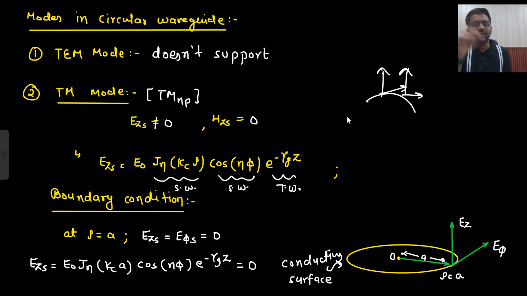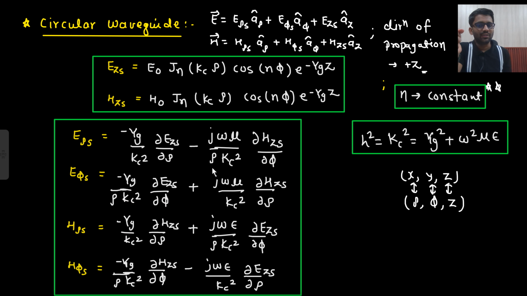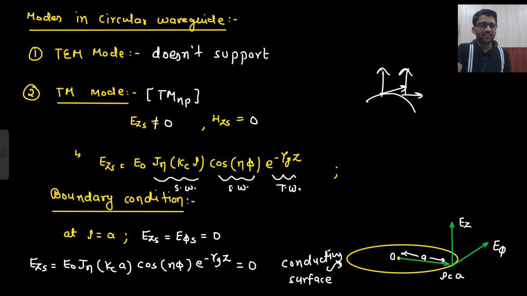Transverse electromagnetic mode doesn't exist because for the TEM mode, EZS and HZS will be 0, and if both of them are 0, then E rho, E phi, H rho and H phi all will be 0. So no propagation will be there. That was a slip of tongue. When I was rewatching the video, I noticed that there was a slip of tongue.